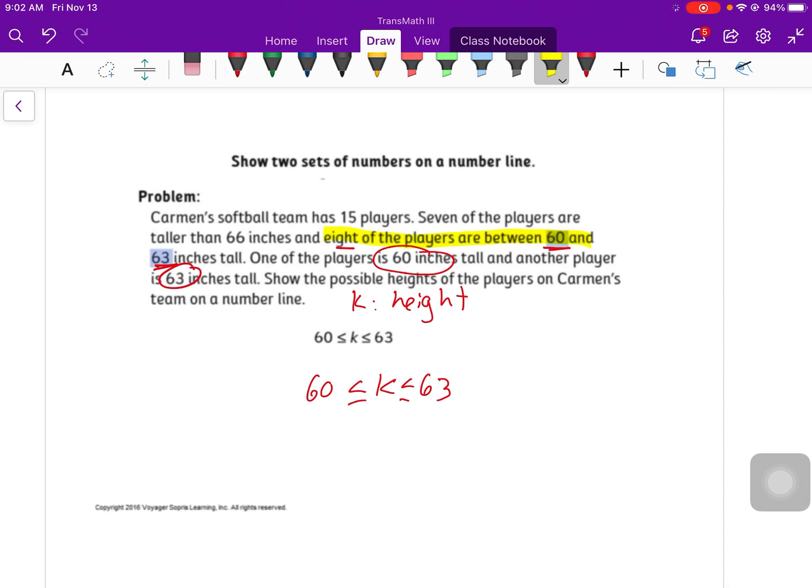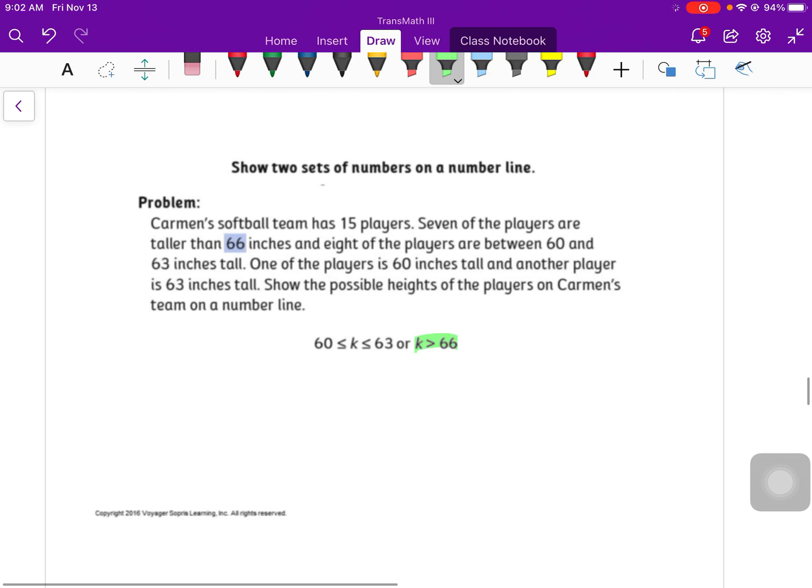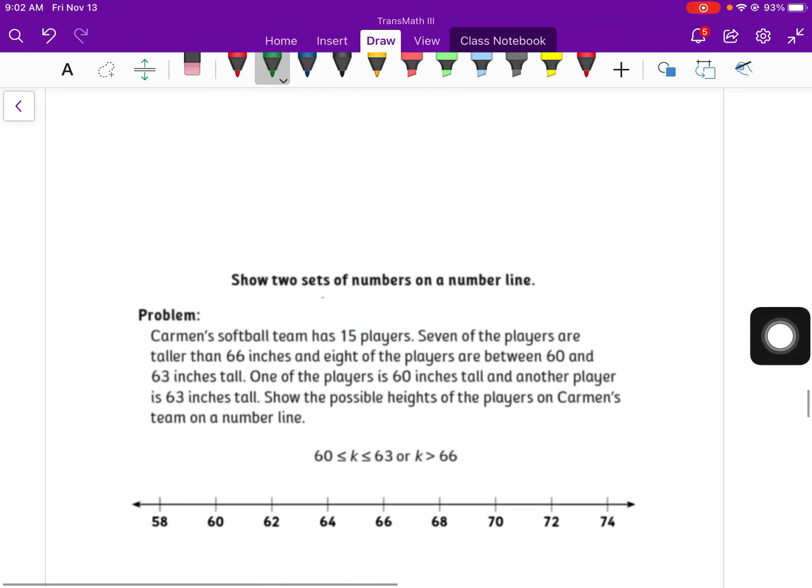That only takes care of these 8 players. I still have 7 players who are taller than 66 inches. So those people would be K is greater than 66. I need the word or. The reason I need the word or is because if I say I'm going to pick a random person on the team, they either are in this group or they are in that group. They cannot be in both groups at the same time. You cannot tell me that there's someone who is over 66 inches tall that is also less than or equal to 63 inches tall. There is not a number that works for that.